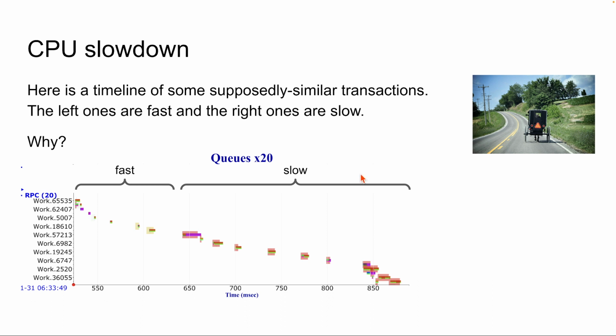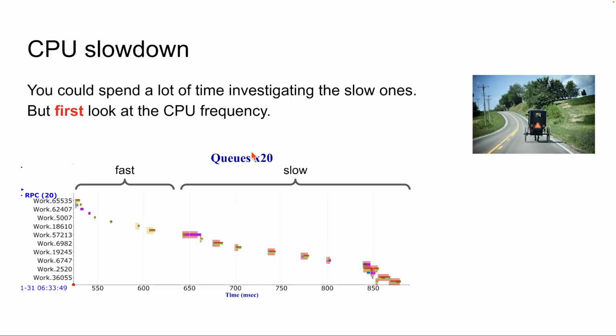So here's an example. Here's a timeline of some supposedly similar transactions. The ones on the left are fast, and the ones on the right are slow, noticeably slower. The question is, why? You could spend a lot of time investigating the slow ones one by one, but it's worthwhile first to look at the CPU frequency.